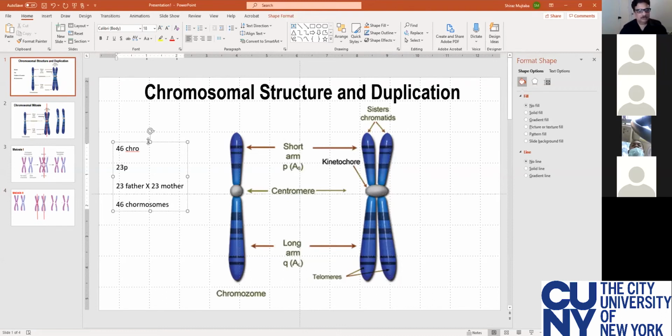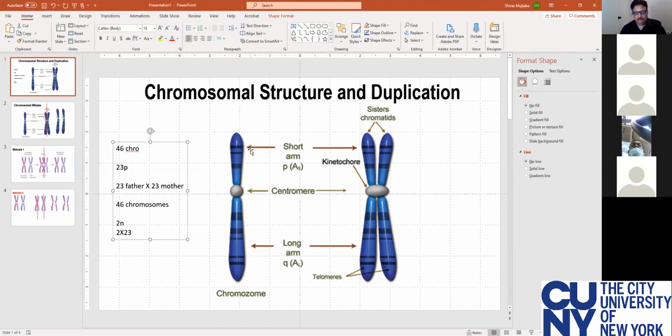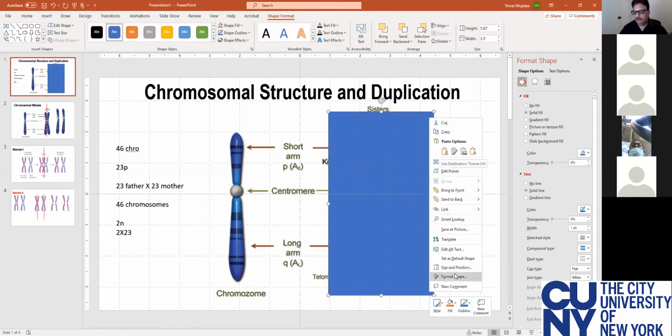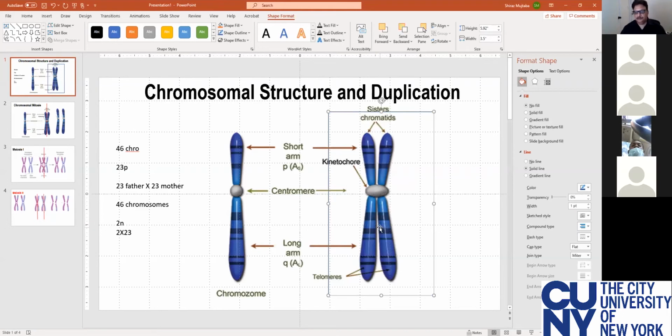But they're not 46 different, they are pairs: 23 from father, 23 from mother. So it is called 2N because it is two sets of 23 chromosomes. So it becomes 23 pairs. That's the reason I am giving so much emphasis on this chapter. Many students think that chromosomes look like this, but actually chromosomes are like this.